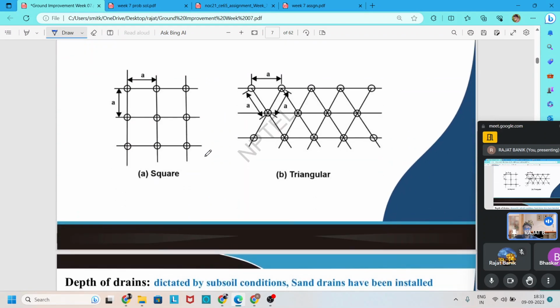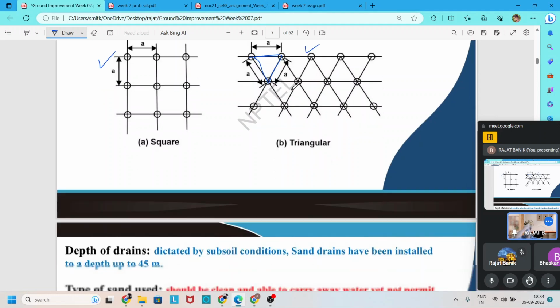Here also it is the same case. In these two figures, one is a square pattern and the other one is a triangular pattern. The triangular pattern should be maintained as an equilateral triangle. That means all the sides are equal.